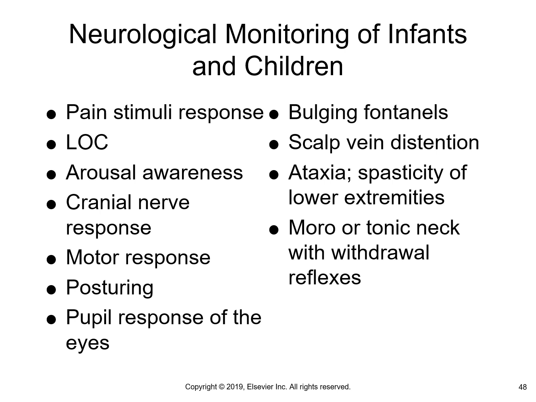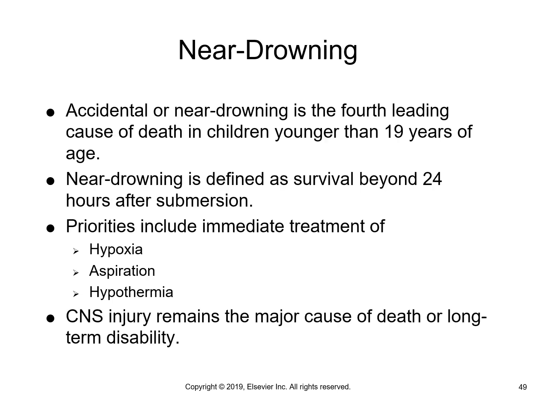You're going to do those things that we do to test the cranial nerves. Motor response, posturing, pupil response of the eyes, bulging fontanelles, right? That's an increased intracranial pressure sign. Scalp vein distension, ataxia, spasticity of lower extremities, and more or less tonic neck with withdrawal reflexes.